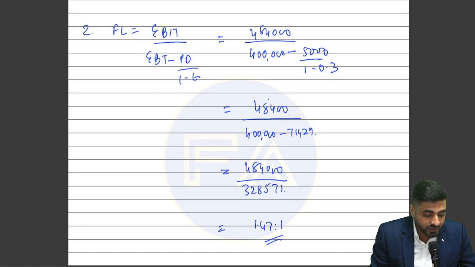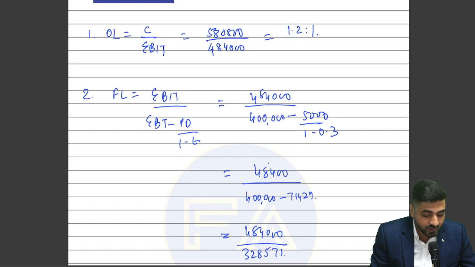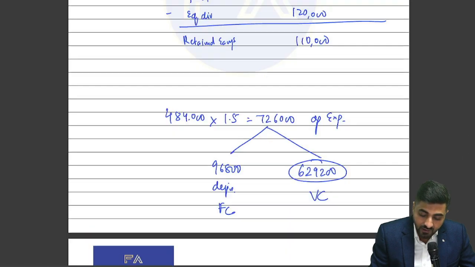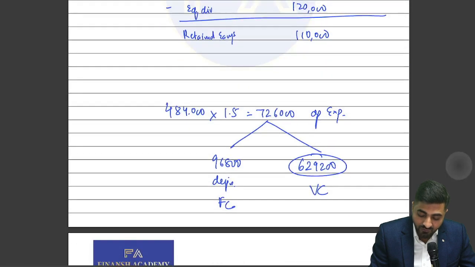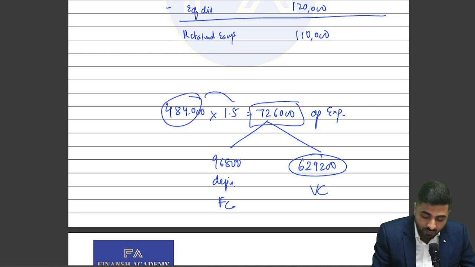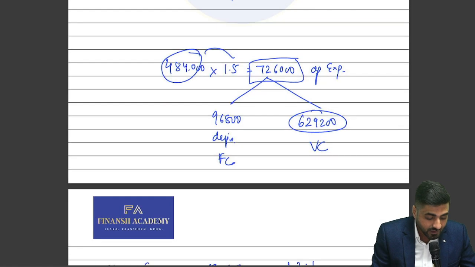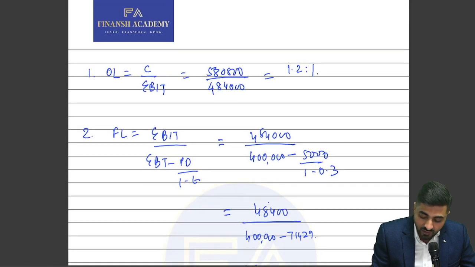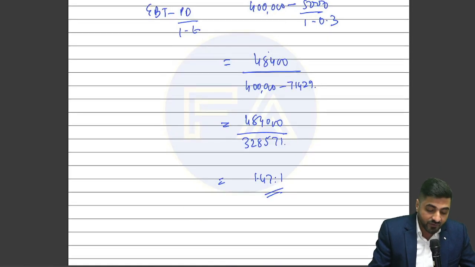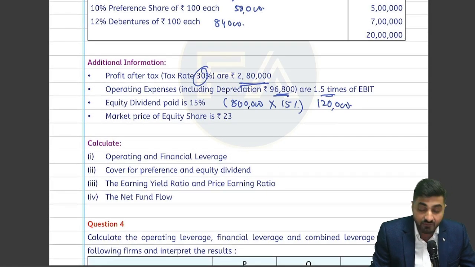We are just following the information that told us that your EBIT is 1.5 times your operating leverage. I took the EBIT and multiplied that by 1.5 times, I got the operating. And from that I decided whatever is my fixed cost and whatever is my variable cost. Based on that, we have done the calculations. So basically your FL is also done. What's the next ratio which they have asked you to calculate?